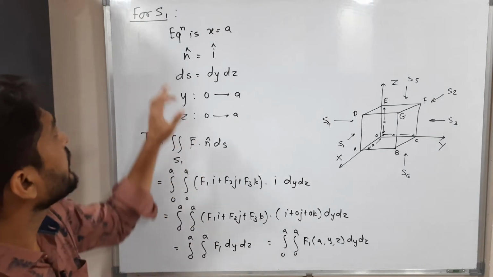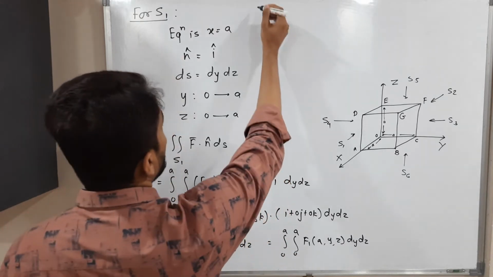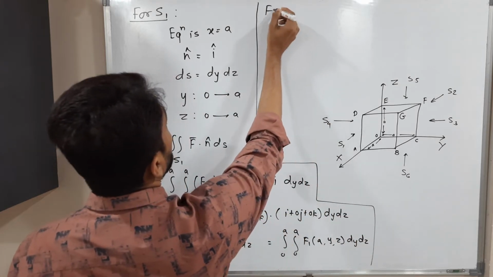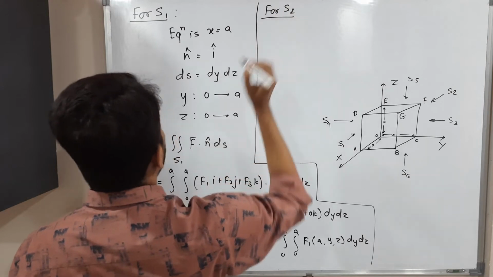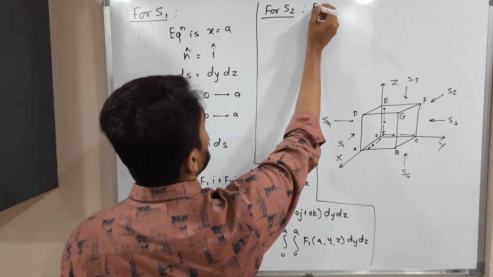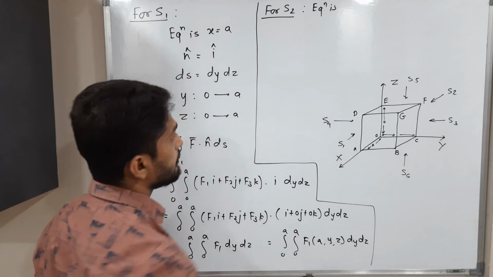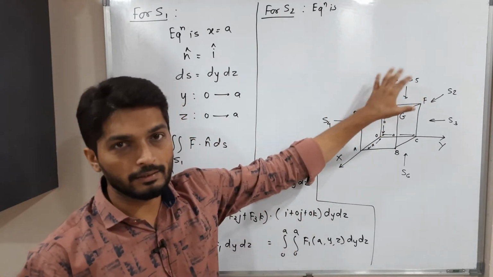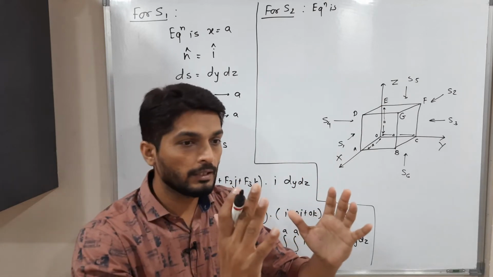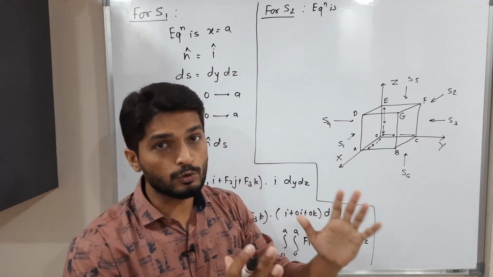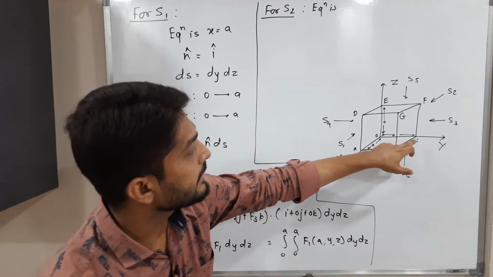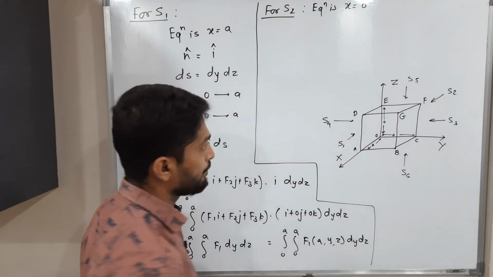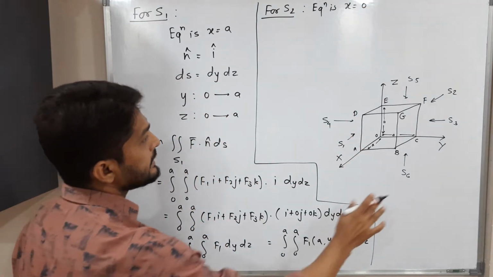So I should work on S2 now. For surface S2, first of all we should write its equation. As you can see, S2 is exactly the back side of S1. It's a part of the cube. So at the back side of S1 we have S2. You can easily see it lies in the YZ plane, so its equation is x equal to 0.